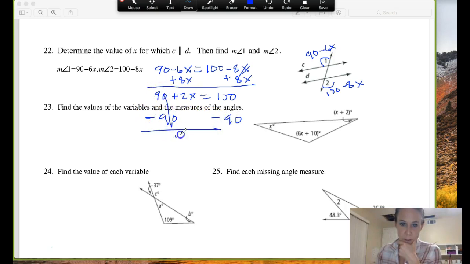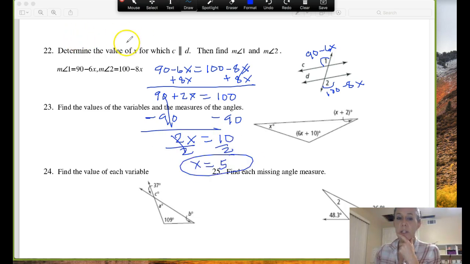And you're going to come up with 2x equals 100 minus 90, which is 10. And then divide by 2. So you're going to come up with x is 5. All right, so determine the value of x for which C is parallel to D. X has to be 5.